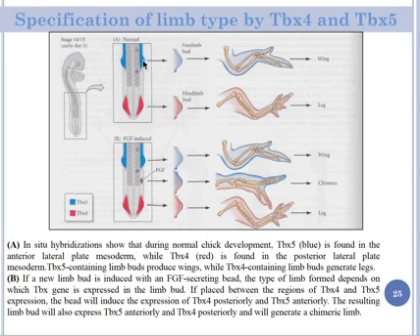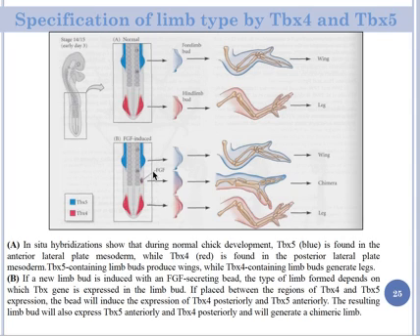blue is expressed in the anterior lateral plate mesoderm that will form the forelimb bud, and this forelimb bud will develop into a wing, while TBX4, in red, is expressed in the posterior lateral plate mesoderm. So this TBX expressed here will give a hind limb bud that will develop into a leg.